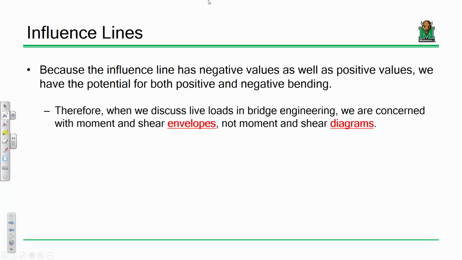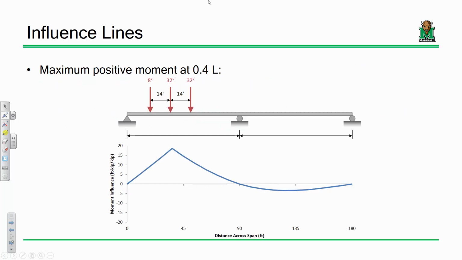When we talk about loads in bridge engineering, you'll hear the term envelope mentioned quite a bit. We don't really care about moment and shear diagrams in this world, because at any given point, you can have a maximum positive force effect and a maximum negative force effect. So instead of talking about moment and shear diagrams, we're talking about moment and shear envelopes. Does that make sense? Because at any given point, for the live load, you have positive and negative effects.